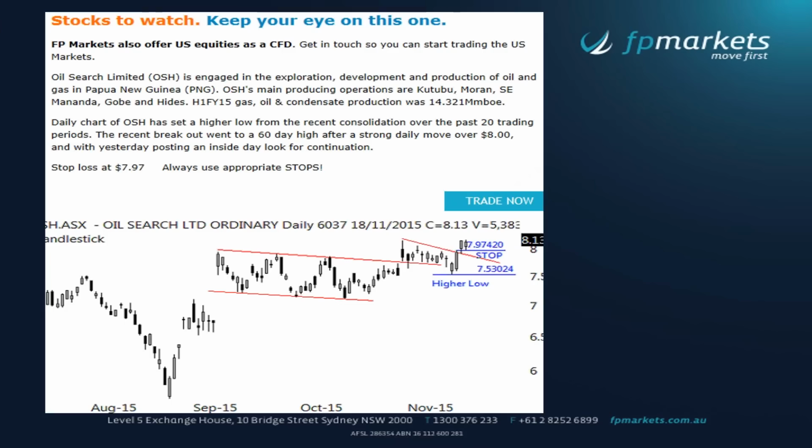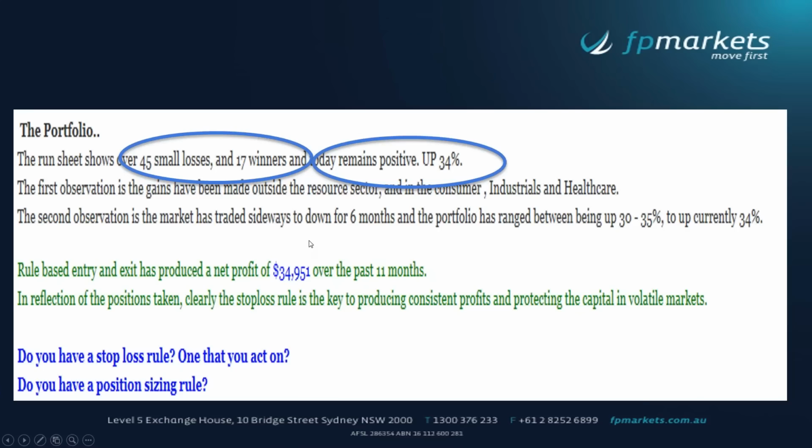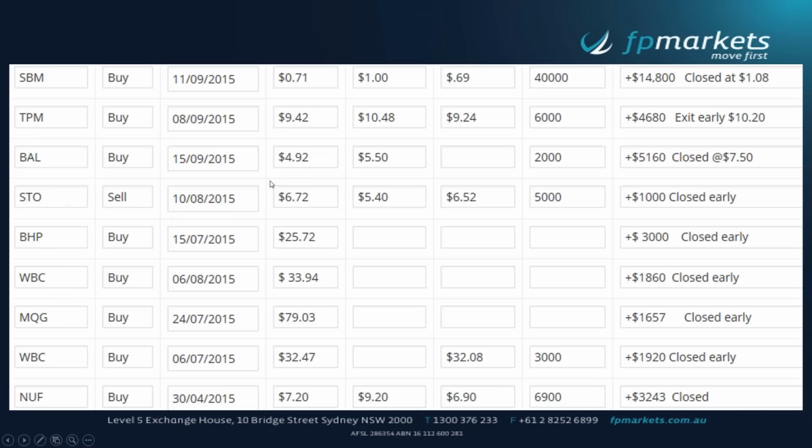Now you can construe that all the way around. You can go into position sizing and all that sort of thing, but all I'm doing is looking at what's happened in the portfolio, which is that we have a large number of small losses and 17 winners. And what it looks like is this.